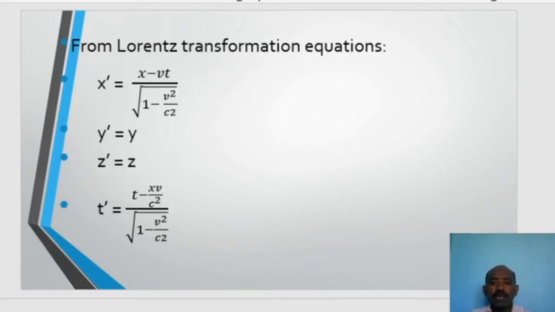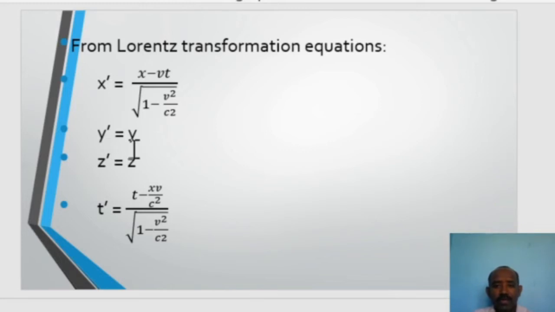Now we are using the Lorentz transformation equations, which we already derived in the last session. That is x dash is equal to x minus vt by root of 1 minus v square by c square. Here v is the velocity of the object or a spaceship, which is moving with a velocity v, and c is the speed of light.